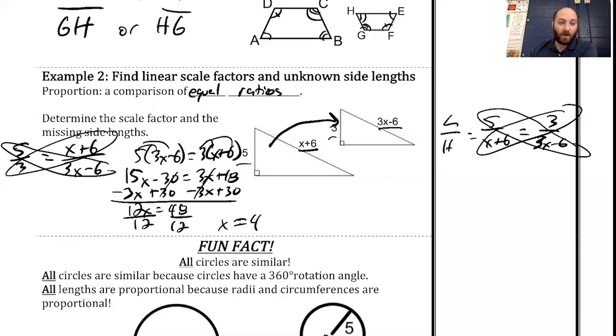Now, the problem says to determine the scale factor and the missing side lengths. So I could take the 4 and plug it in here and here. In this case, 4 plus 6 is 10. Here I've got 3 times 4 minus 6, 12 minus 6 is 6. And we'll just go off of that. I don't think we need to go any further.